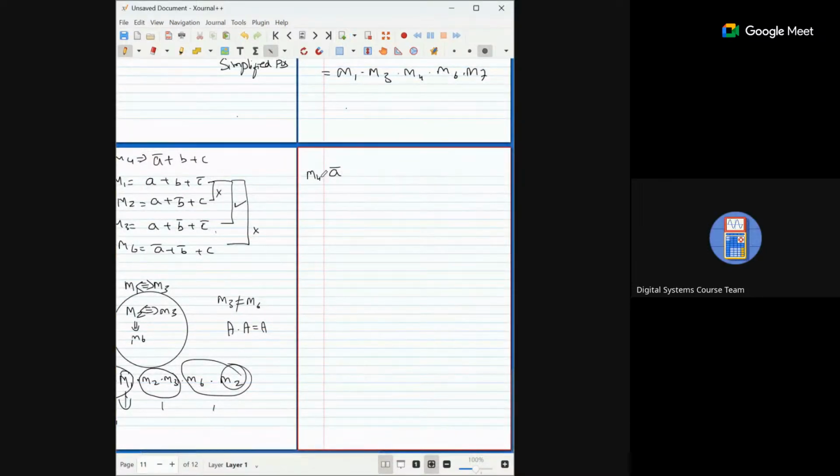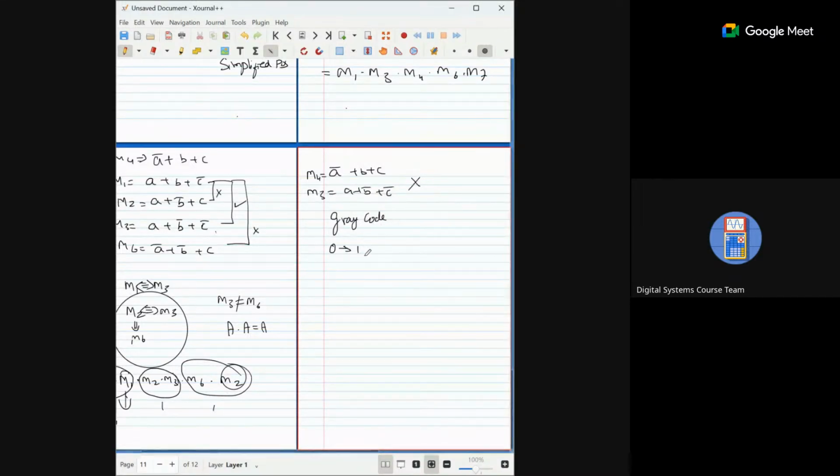M4 is A bar plus B plus C, and M3 is A plus B bar plus C bar. How many bits are varying? All 3 bits are varying, so it is not at all adjacent. Don't say adjacent means 3 after 4 is adjacent. That is not adjacent. There should be a single bit variation in the binary tree, so it is alternately called a gray code. You should have the gray code represented.